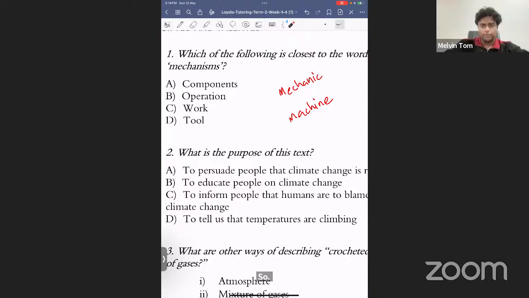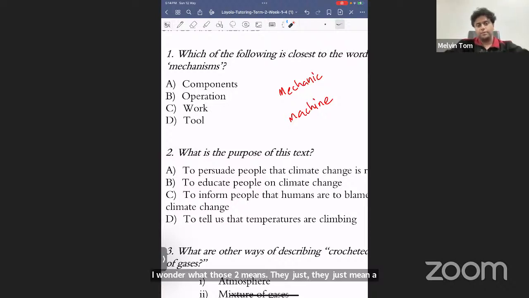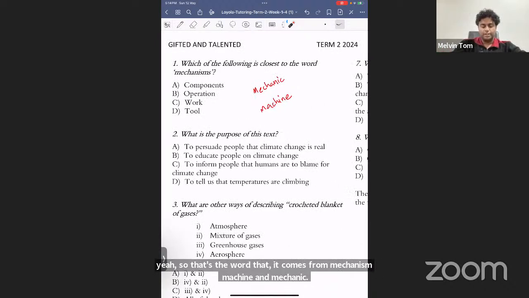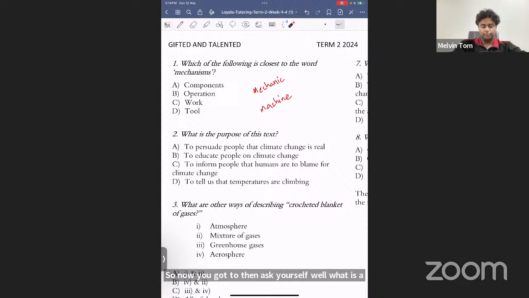It comes from the Greek word mechane, which turns into Latin as mechanismus. I wonder what those two mean. But oh, they just mean a crane or machine, right? A crane or machine. So yeah, that's the word that it comes from: mechanism, machine, mechanic. So now you have to ask yourself, well, what is a machine? It's usually a bunch of things that all come together to do a task.